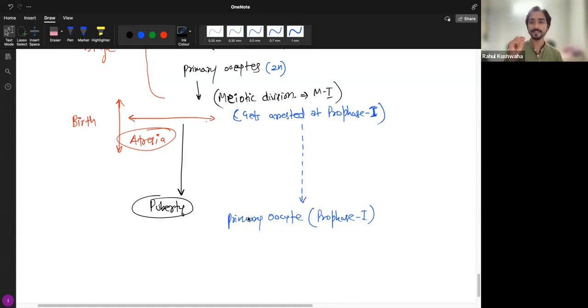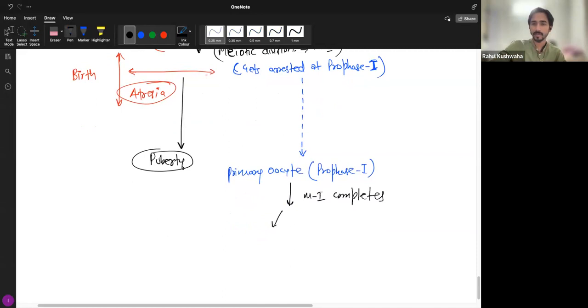FSH, follicle stimulating hormone, because these primary oocytes are present in a covering called primary follicle. They develop around themselves a primary follicle, and that follicle is stimulated by follicle stimulating hormone FSH. This primary oocyte then, for the first time, completes meiosis 1 and forms, from each primary oocyte, 2 cells. Okay, is it clear?